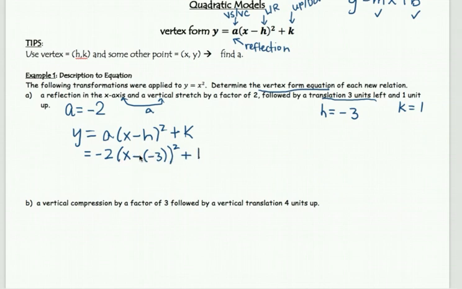We never leave our equations like this. If we can clean them up, we should do that. See how a negative here becomes a positive. So this final equation should look like that.